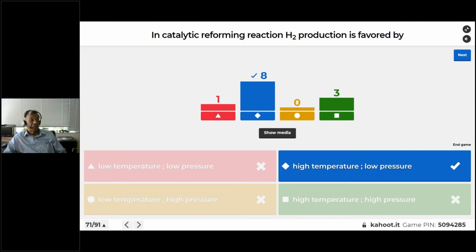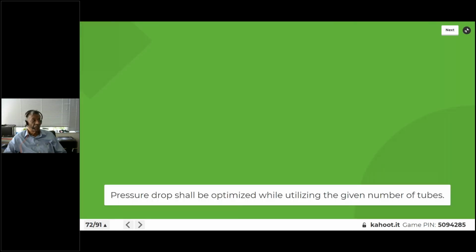High temperature, low pressure. Thank you all. You got it all correct. Most of you got it correct. So let's move on. Thank you.